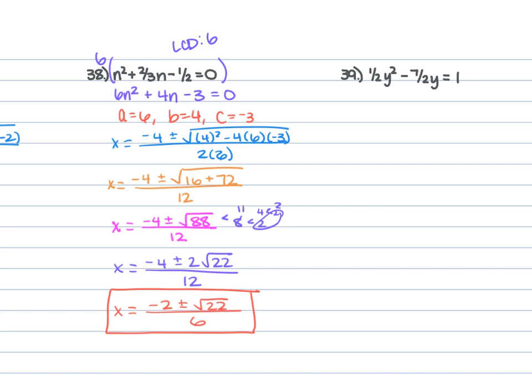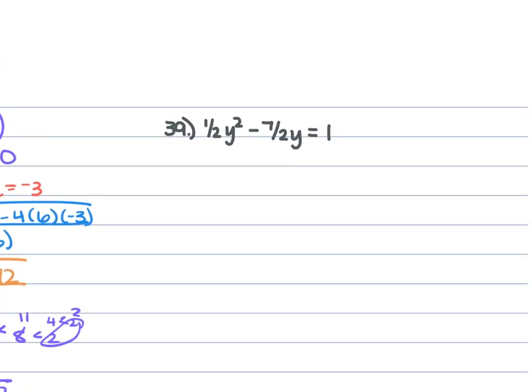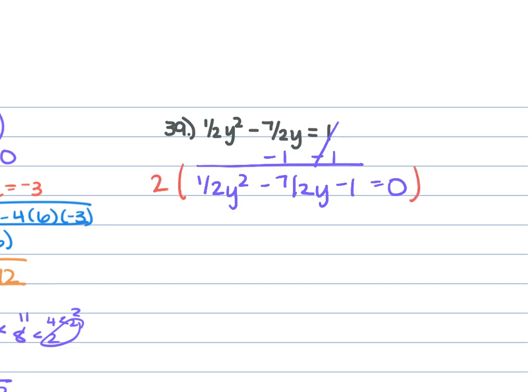For 39, our last one, we have 1/2 y squared minus 7 over 2 y is equal to 1. I'm going to start by subtracting this 1 from each side, so that way everything's on the same side together. And this is equal to 0. I am going to multiply everything by my least common denominator, which is 2. The 2 times 1/2 y squared is y squared. The 2 times negative 7 over 2 y is just negative 7y. And the 2 times negative 1 is negative 2. So then from here, my a is 1, my b is negative 7, and my c is negative 2.